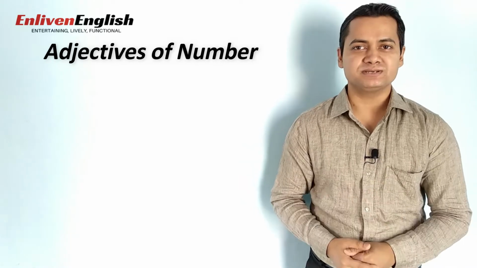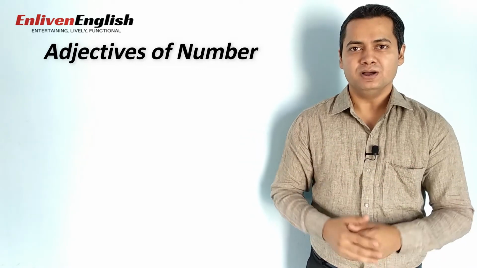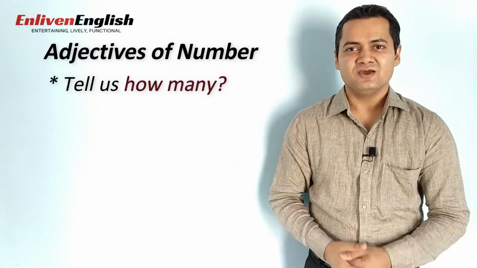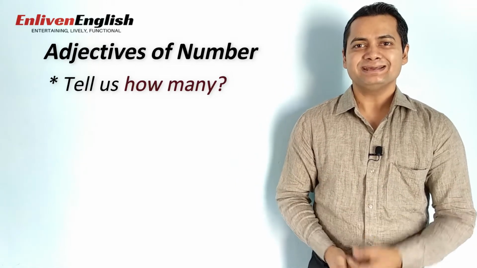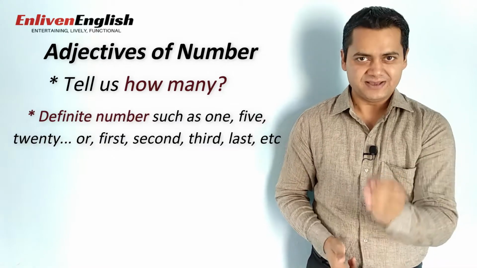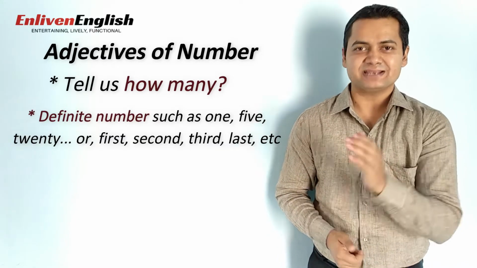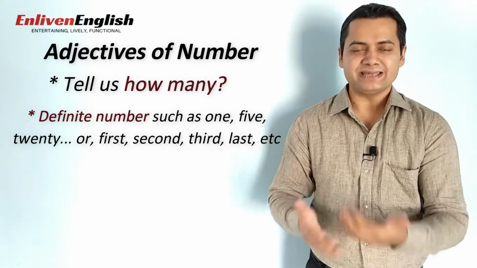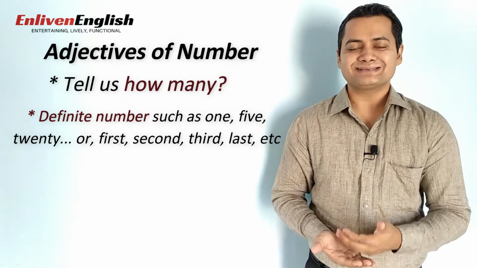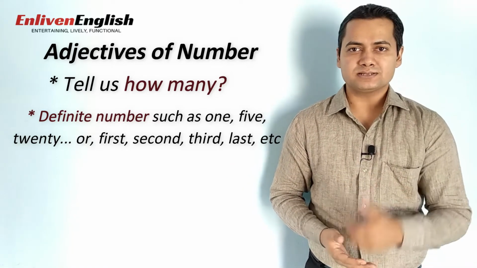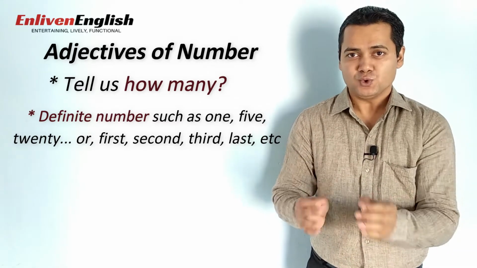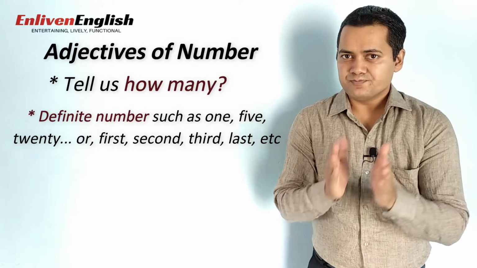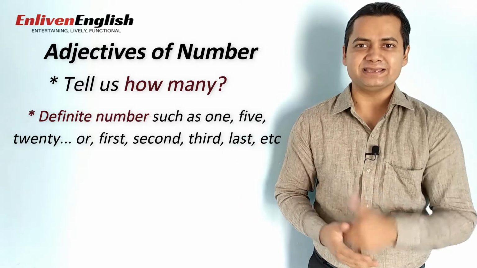With adjectives of number or numeral adjectives, we answer the question, how many? With these adjectives, we can get three kinds of answers. First, a definite or exact number such as 1, 5, 10, 50, etc. Or first, second, third, last, and so on. These are also known as ordinals since these denote the order of persons or things in a series.